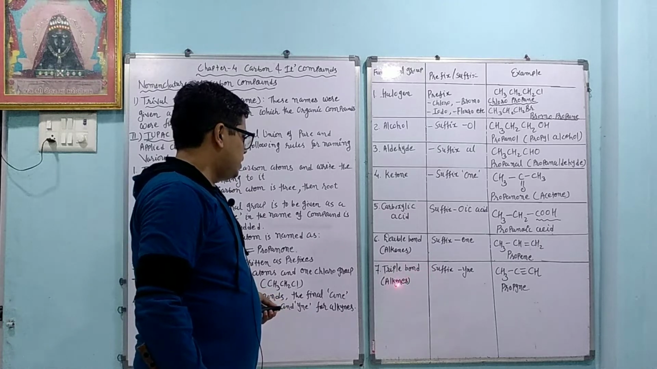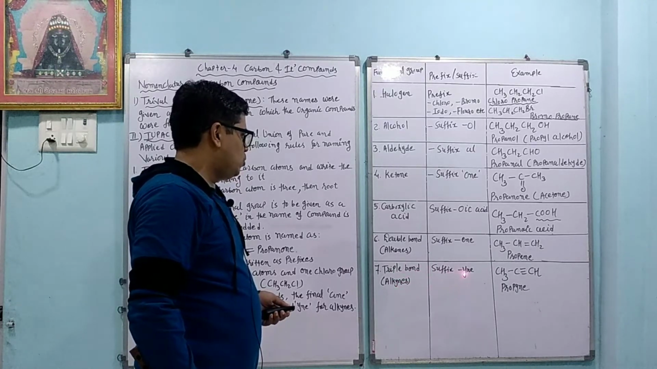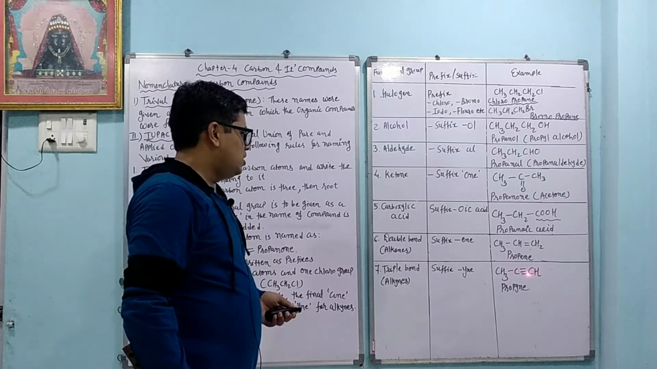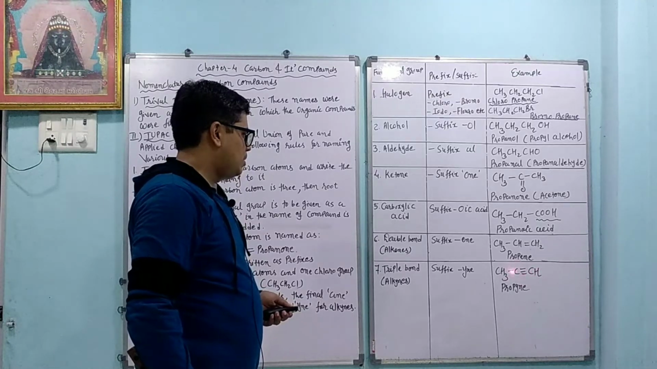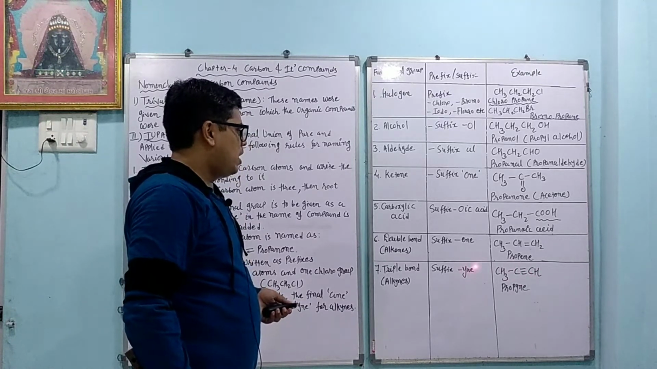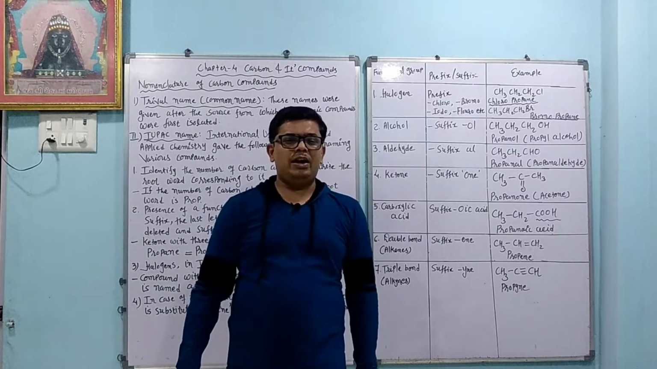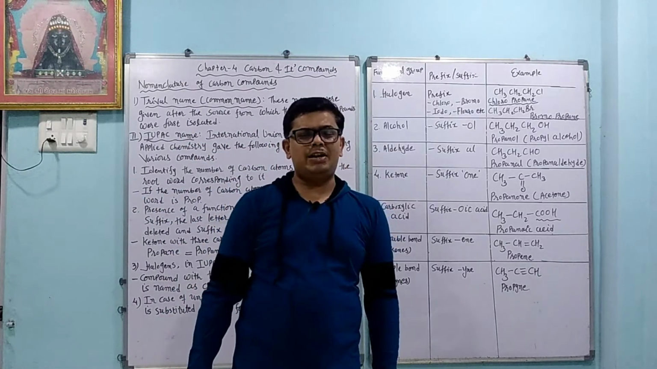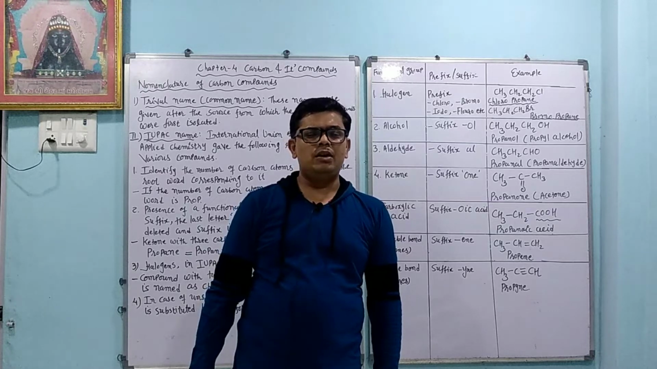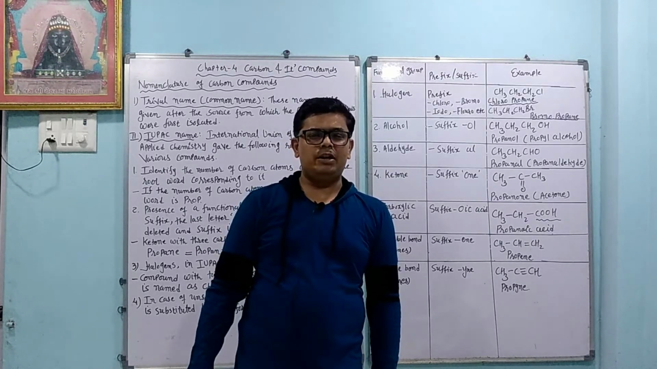If a triple bond is present, then it is called an alkyne, and we have to add the suffix yne. 1, 2, 3, 3 carbon atoms, propane, and a triple bond is present, so we write yne: propyne. So dear student, you have to take a lot of care, and you need to do so much writing practice whenever you are going through the IUPAC name and the common name.